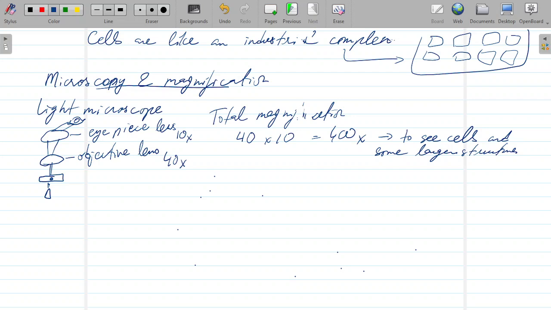And when you are using a microscope to magnify or enlarge something and view it, there's a formula for that. So magnification equals image size over actual size.